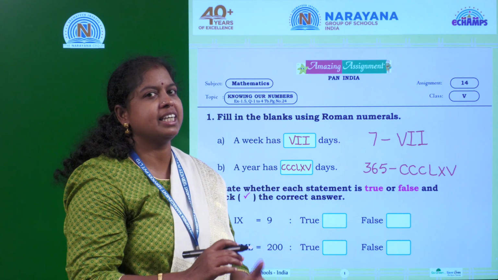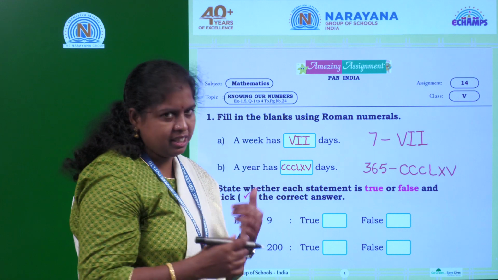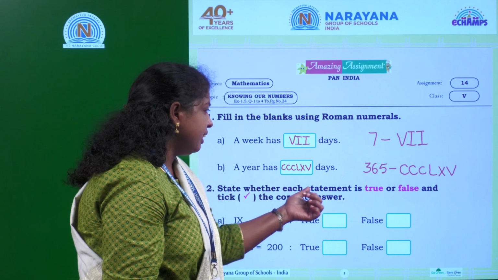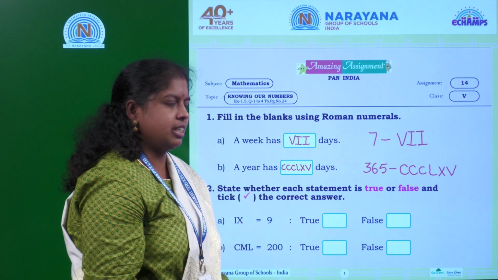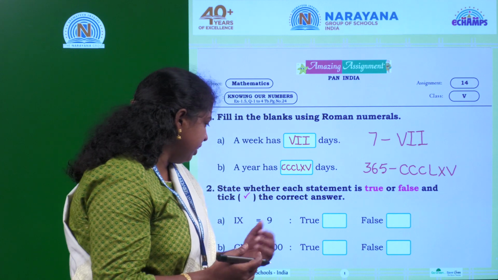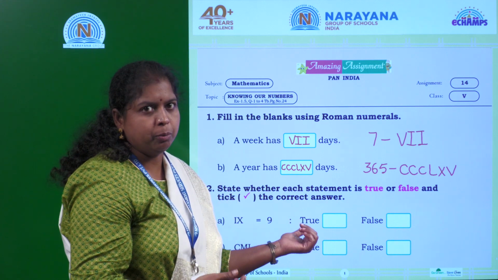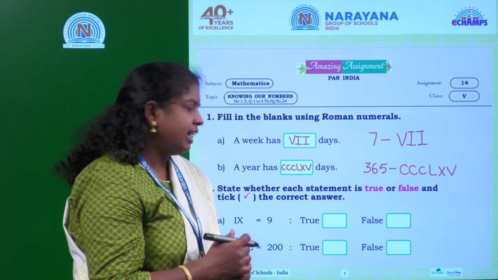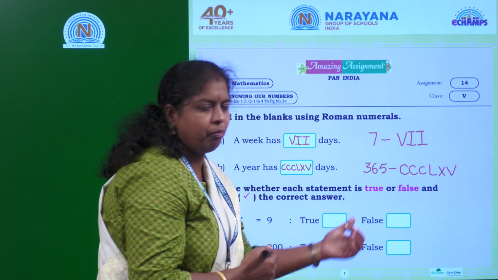Like this, you need to represent the given number in Roman numerals and you can fill the given statement. Okay, let's move to the second question. State whether each statement is true or false and tick the correct answer. There are some statements. Statements means here we have given some Roman numeral and its corresponding Hindu-Arabic numeral. Whether they are mapped correctly or not, you need to identify and then you need to decide the given statement is true or false.